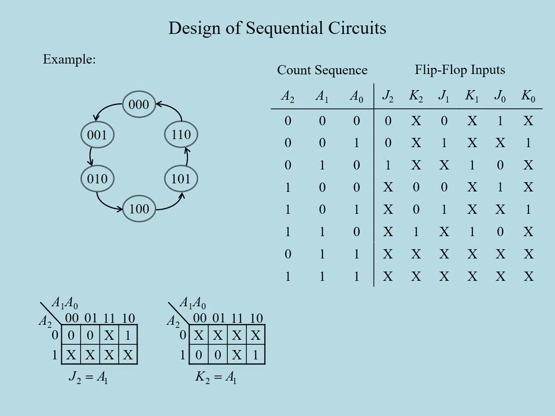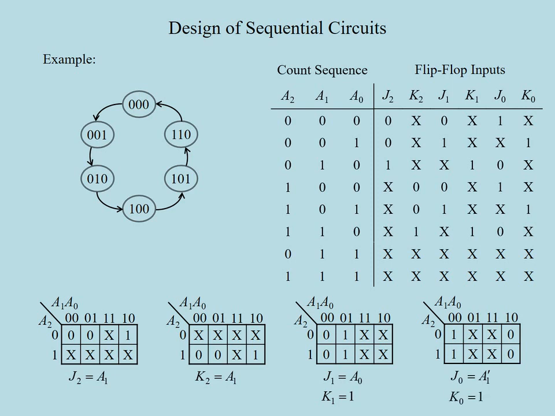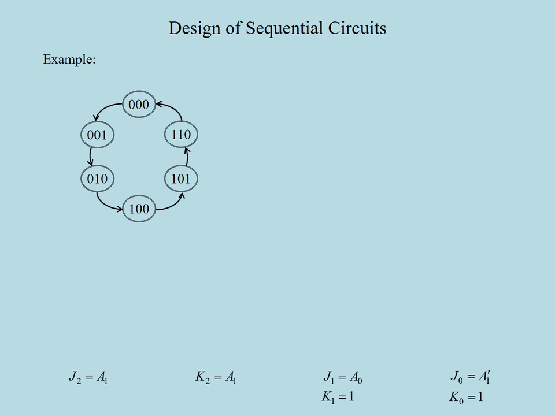On the other hand, J1 can be simplified from its Karnaugh map as being equal to A0. For K1, we don't need a Karnaugh map because considering all don't care conditions in this column as 1, we can equate K1 to 1. For A0 flip-flop, J0 input is simplified as A1 prime, and again the column K0 reveals that it can be taken as equal to 1.